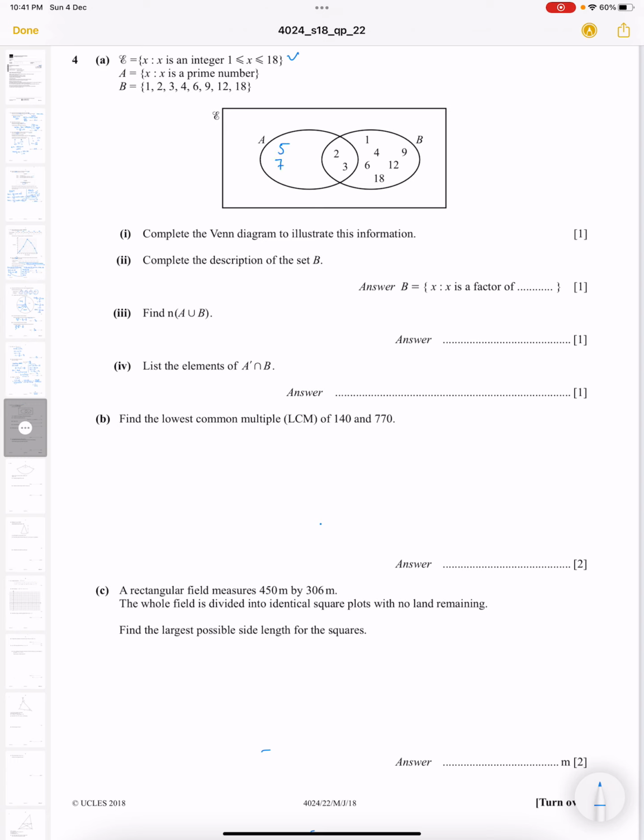Then 7 is a prime. Then 11 is a prime. Then 13 is a prime. And 17 also is a prime. It's not in B as well. So 17 will also be written here.